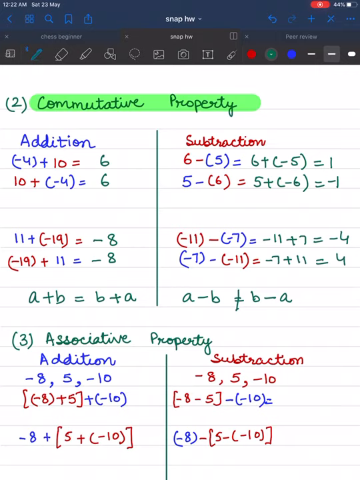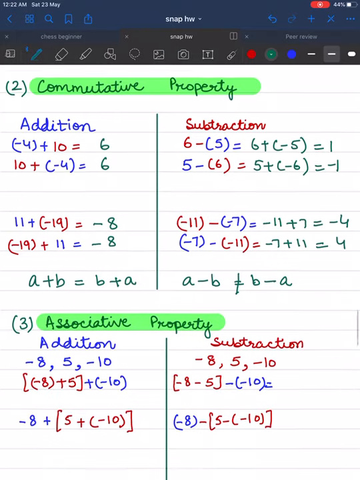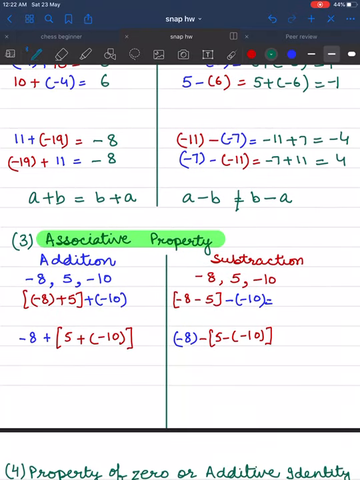Now third is associative property. Let's find out what happens if we change the order of grouping of integers. Now here I have taken three integers minus 8, 5 and minus 10. Now first I have grouped minus 8 and 5. So here I get minus 3 plus minus 10. On solving I get minus 13.